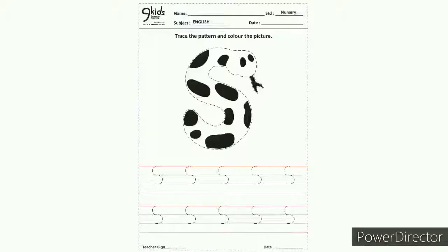It's time for worksheet. In this worksheet, we have a picture of a snake. You have to trace the pattern and color in the snake.